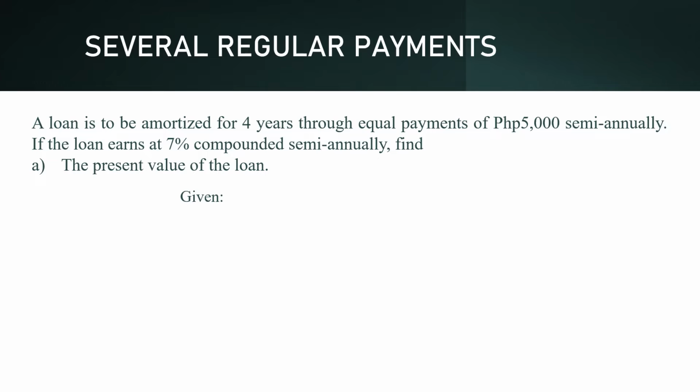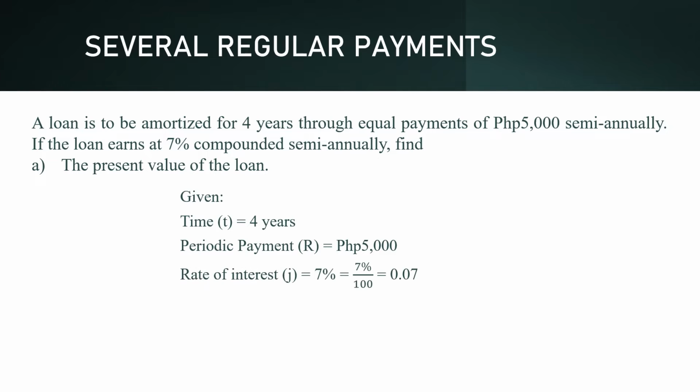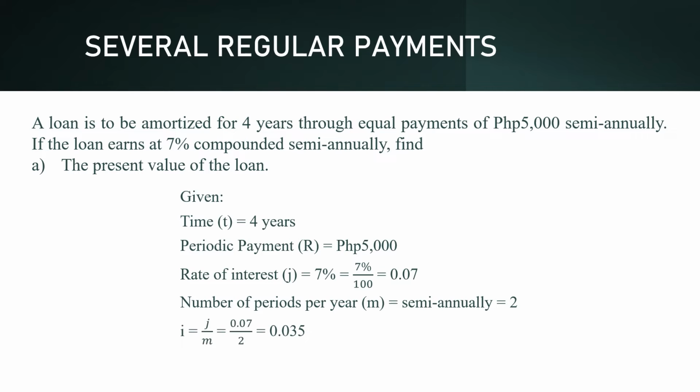From the statement, we can get our given. These are the time, denoted by a small letter t, which is 4 years. The periodic payment, denoted by a capital letter R, which is 5,000 pesos. And rate of interest, denoted by a small letter j, which is 7%, and will be 0.07 when converted into its decimal form. Then, since it is compounded semi-annually, the m will be 2. Our i, which we can get from dividing our small letter j, which is 0.07, and m, which is 2, is 0.035. And finally, our n, which we can get by multiplying our time, which is 4, and m, which is 2, is 8.